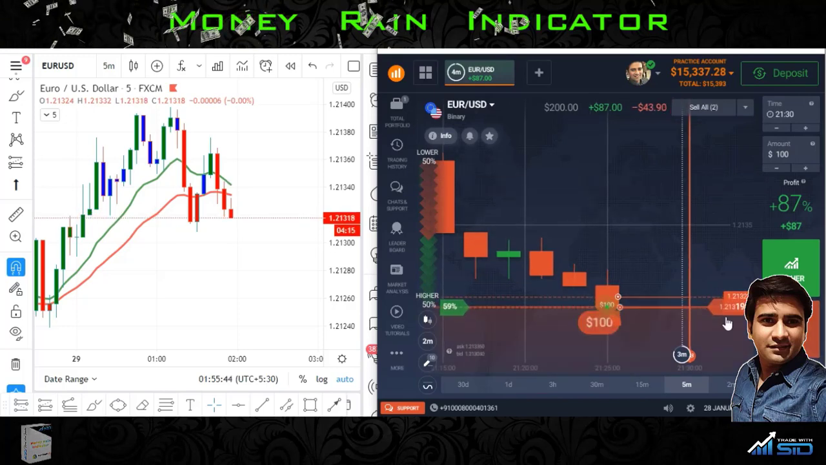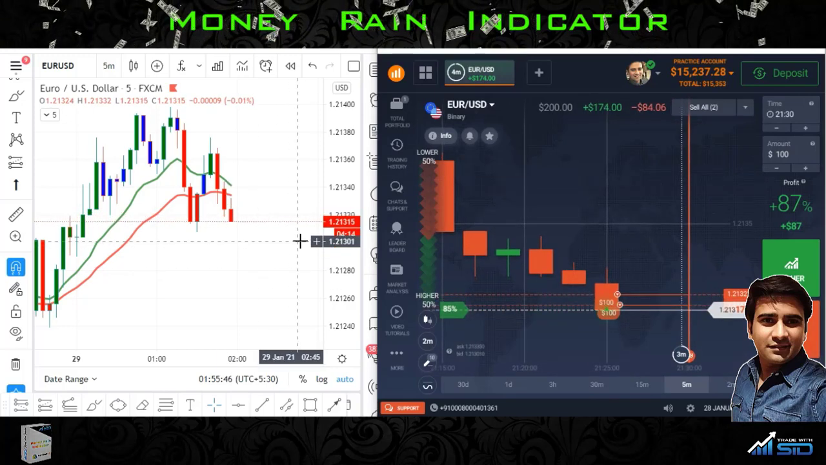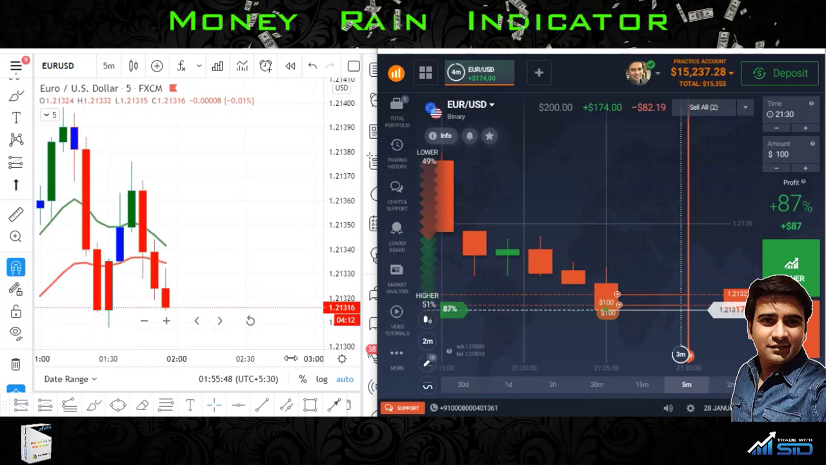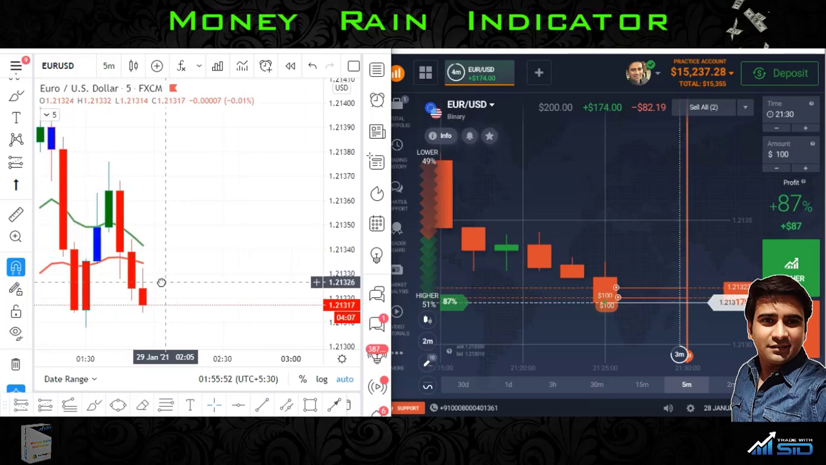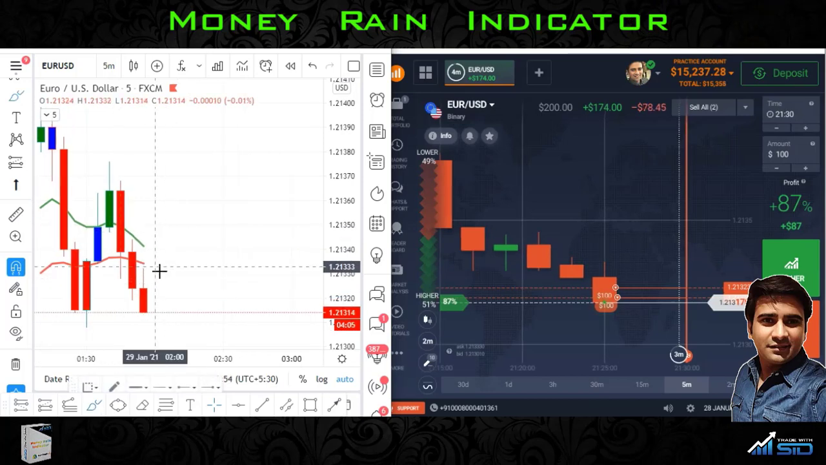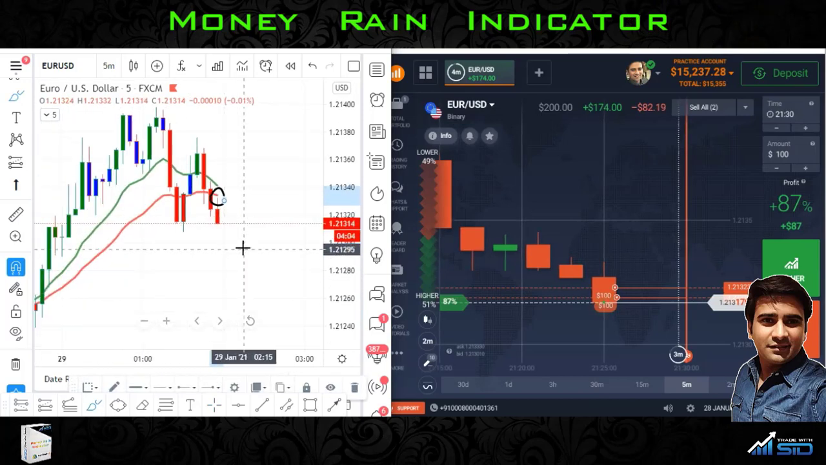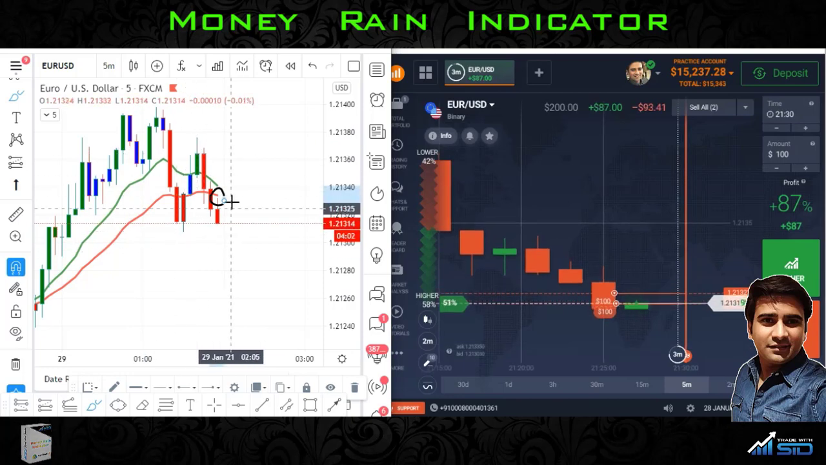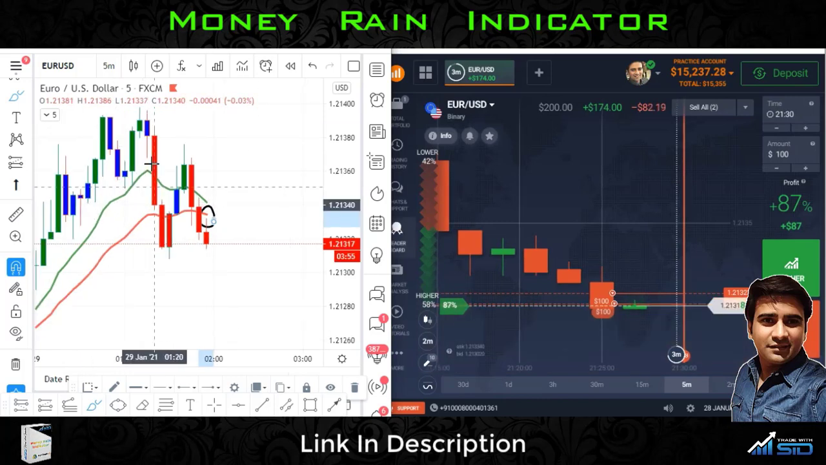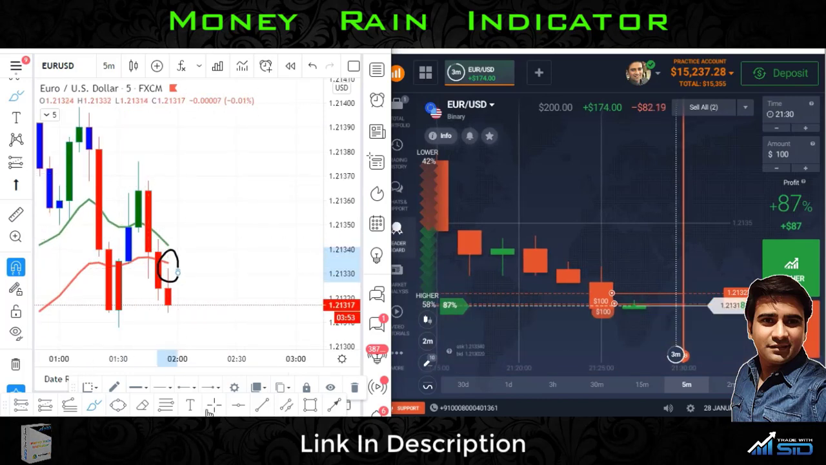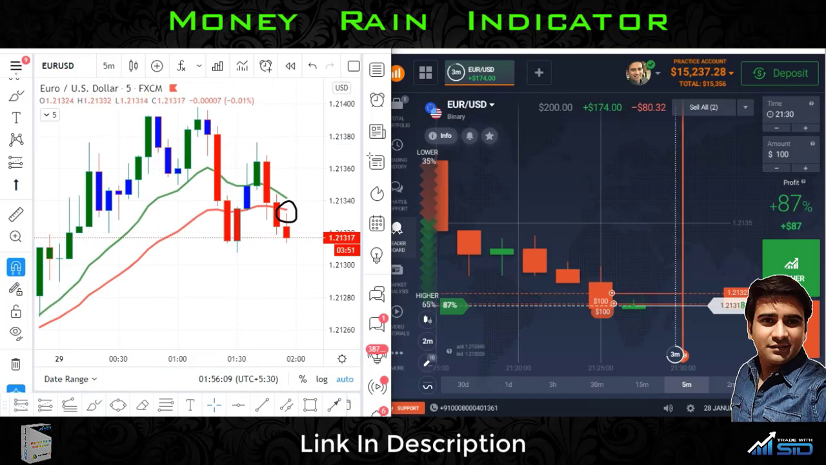Why am I taking this, guys? Because the color is still red for the Money Rain indicator. And not only this, I've also seen the price rejection near its fair values, okay? Now the color is red once again, guys. So let me start explaining once again.